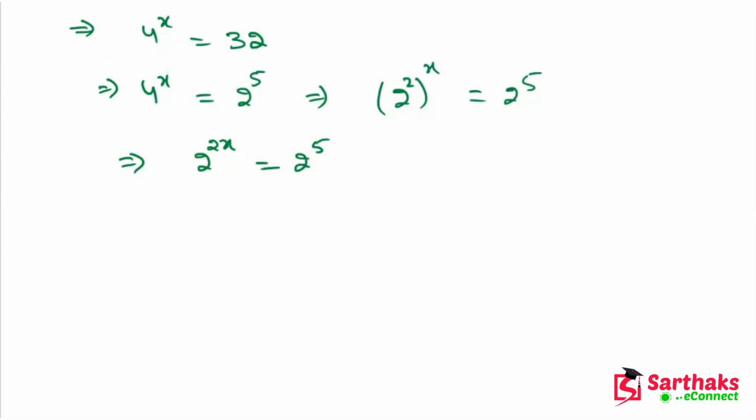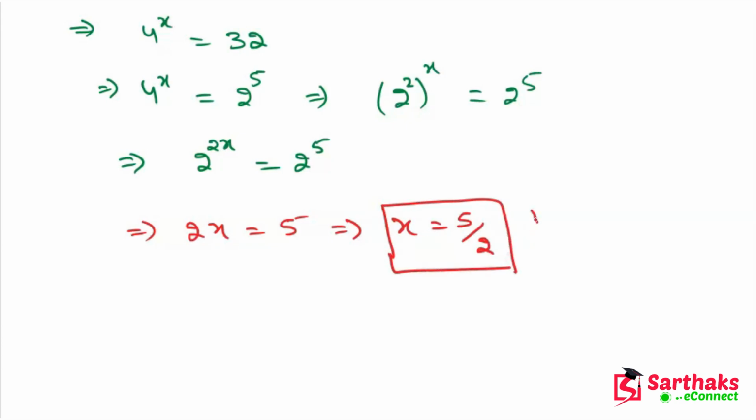Now my dear friends, we can equate the exponent powers. So this will become 2x is equal to 5, because the base is the same. So we get x is equal to 5 upon 2. So this is the value of x.